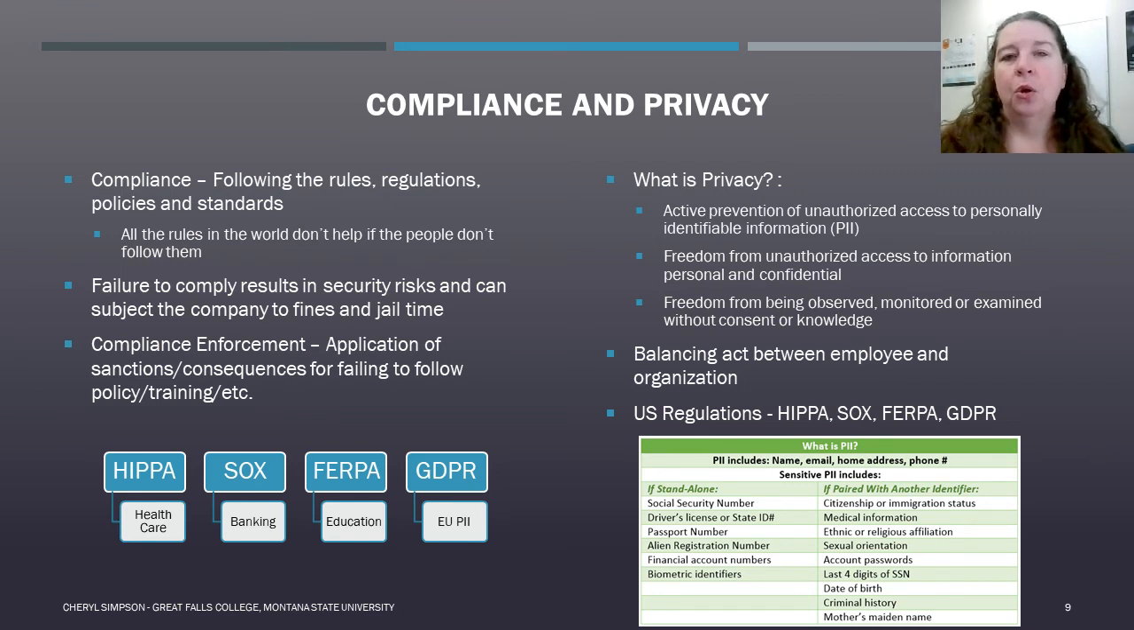When it comes to privacy, privacy can mean a lot of different things. Prevention of unauthorized access to PII, personally identifiable information, and freedom from unauthorized access to information. In other words, I can't go in and look at my boss's personal information, like their salary. And freedom from being observed, monitored, or examined without consent or knowledge. The most important part here is without consent or knowledge.